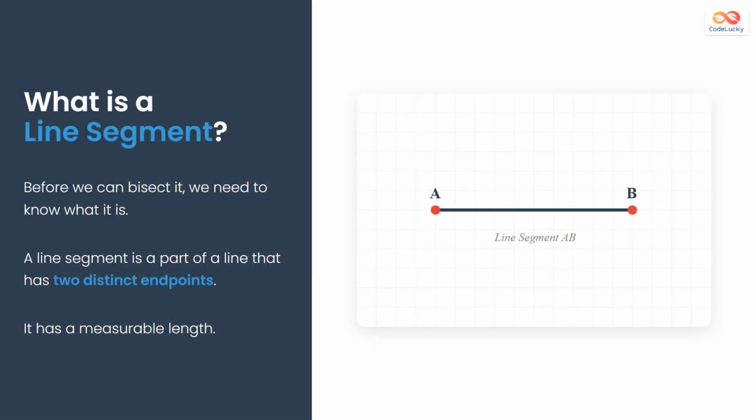First, let us quickly review what a line segment is. A line segment is a specific part of a line. Unlike a full line that goes on forever, a segment has two distinct endpoints. Labeled here as A and B, because it has a start and an end, we can measure its exact length.